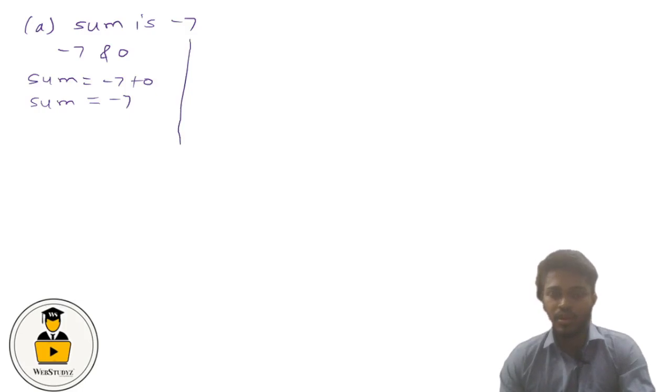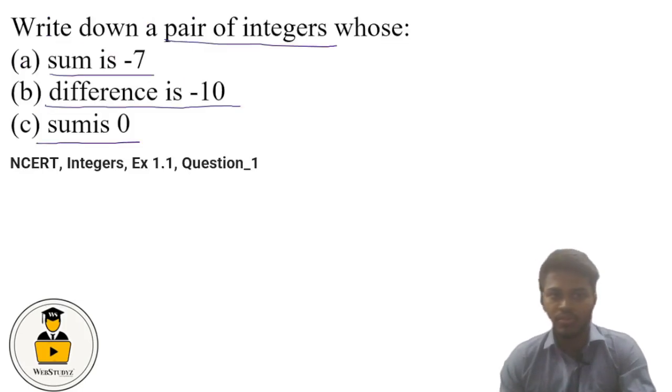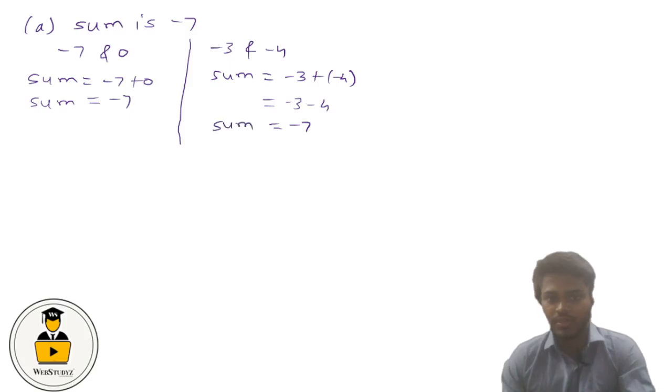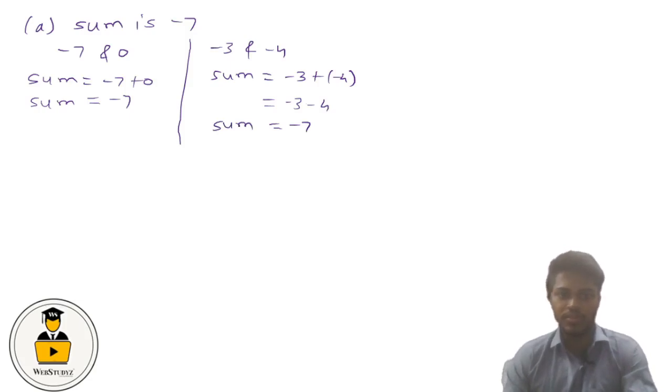And we want another pair of integers for which the sum is minus 7. So we can consider minus 3 and minus 4 also. If we find the sum for this, it will be minus 3 plus minus 4, which is minus 3 minus 4, which will give us the sum as minus 7. So minus 3 and minus 4 is a pair of integers for which the sum is minus 7.